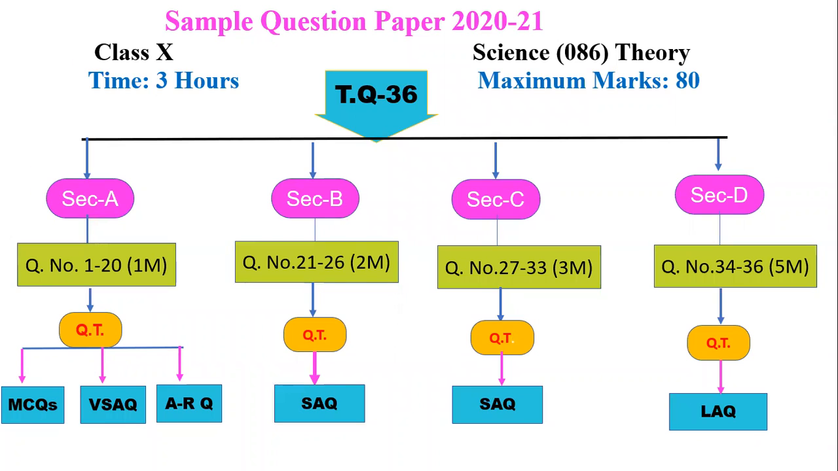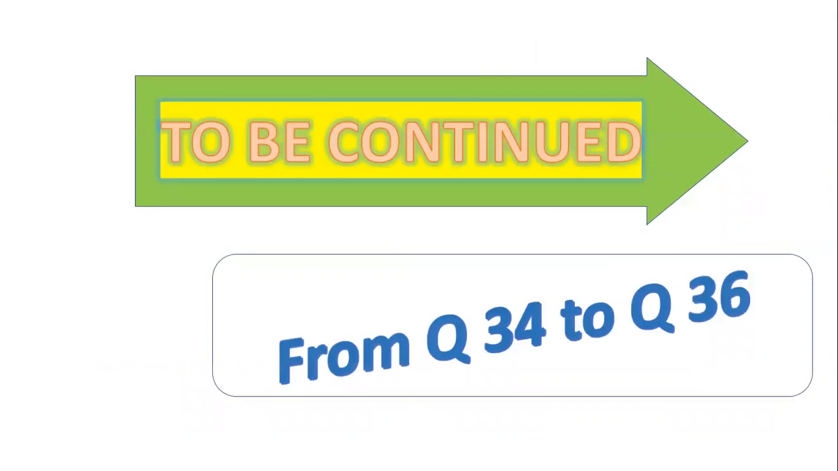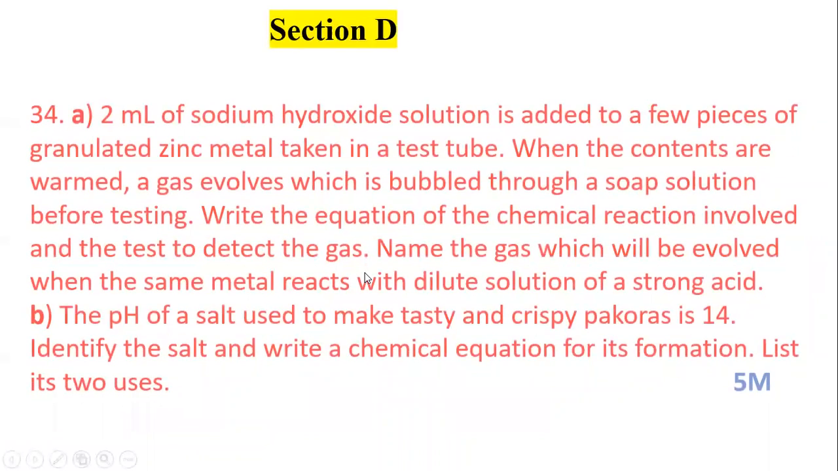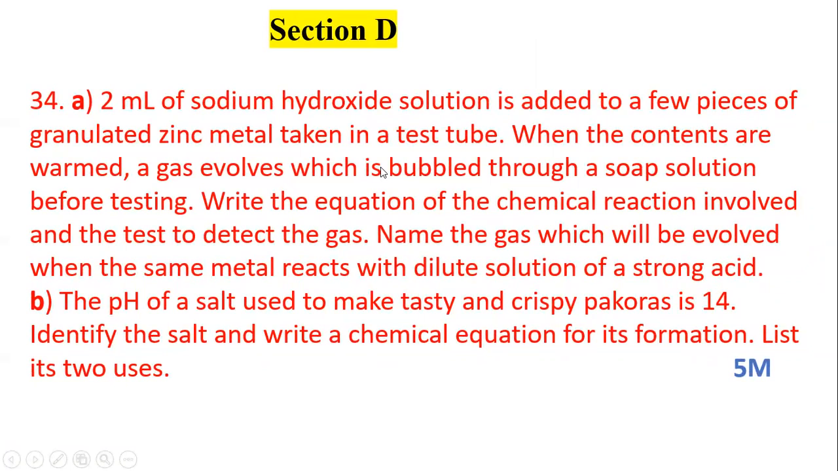And just have a look at the pattern of the question paper that I had explained in the first video. In this video, we are discussing questions 34 to 36. Listen carefully, write it down, answers properly. First question 34. Under that, A and B are given.